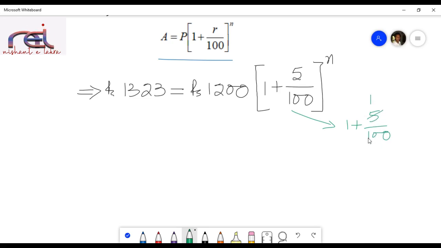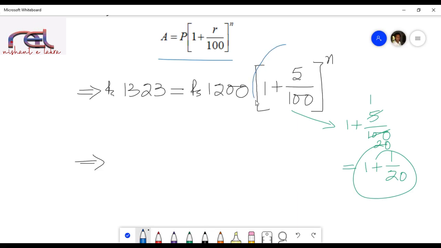We can simplify 5 by 100. When we simplify it, we get 1 plus 1 by 20. Right, 1 plus 1 by 20. So 1 plus 1 by 20 is the value after we have calculated 1 plus 5 by 100.